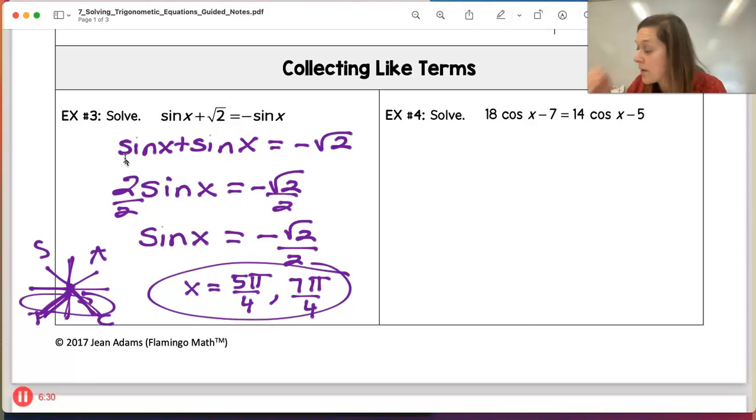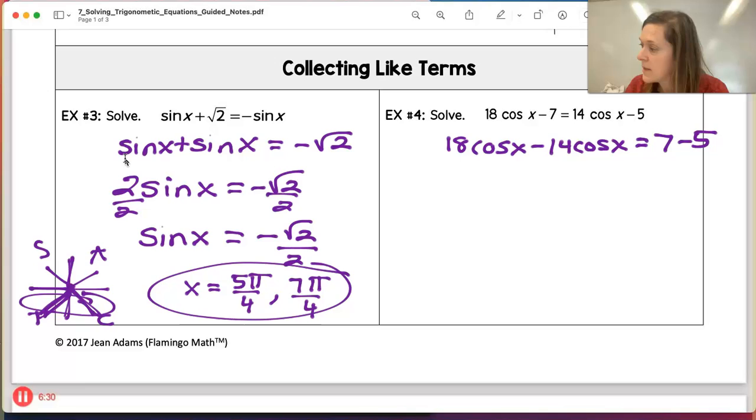So for number 4, again, let's move everything that has cosines to the left and all our numbers to the other side. So 18 cosine x minus 14 cosine x is equal to 7 minus 5. So that gets me 4 cosine x's is equal to 2. Solving that for cosine x gets us cosine x is equal to 1/2.